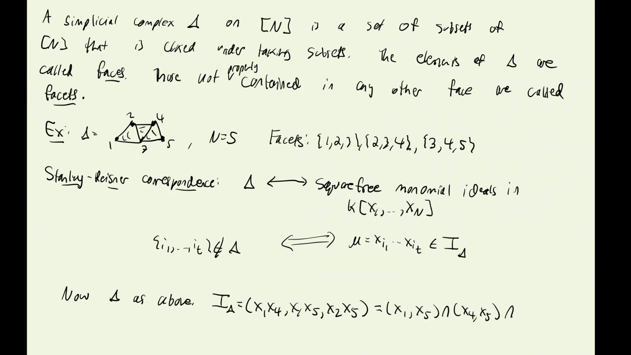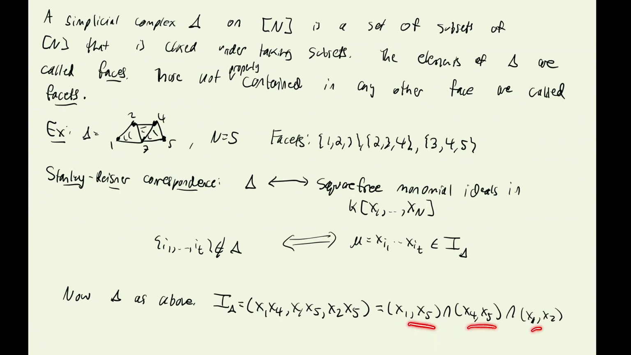And finally, 3, 4, 5 is a facet. This excludes 1 and 2, and (x1, x2) is a minimal prime of I delta. Square-free monomial ideals are radical, so they do not have embedded primes. They also do not have primes that show up more than once. It is not required that all of the primes have the same height.